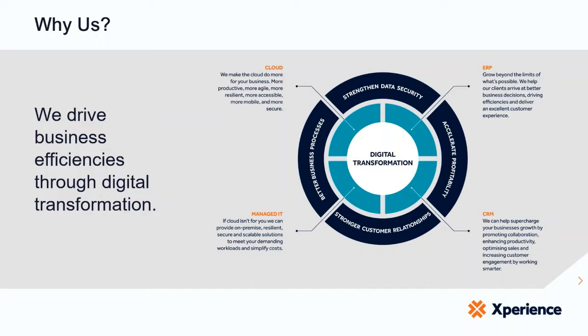So there's four key pillars as we see them to our business. Four key areas where we work with businesses, and the ERP is very much Sage 200. CRM, it's a module within Sage 200, or there are other systems out there such as Microsoft Dynamics CRM, which we offer a great deal. Cloud and managed IT. And we drive those business efficiencies through joining these elements together.